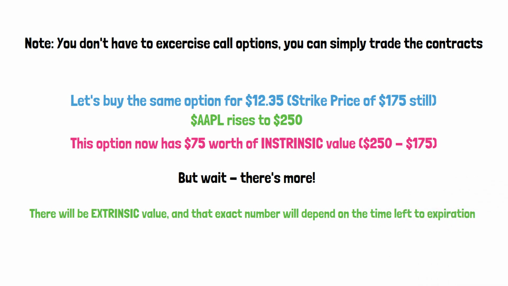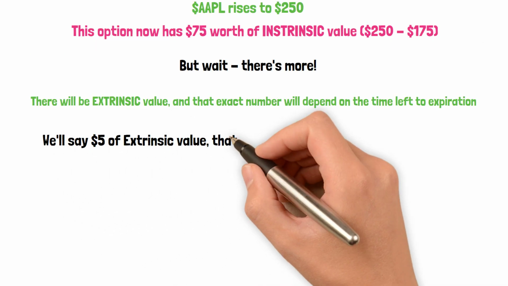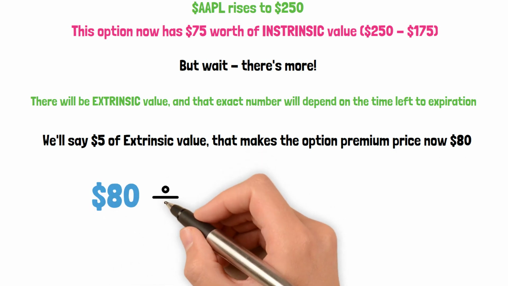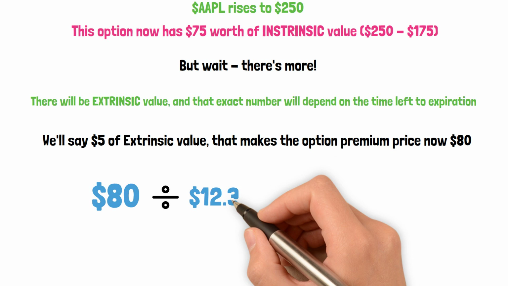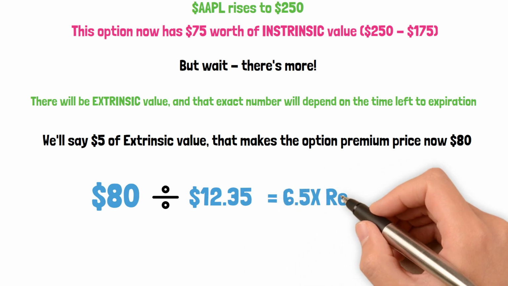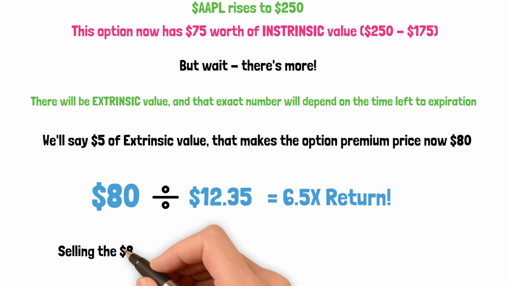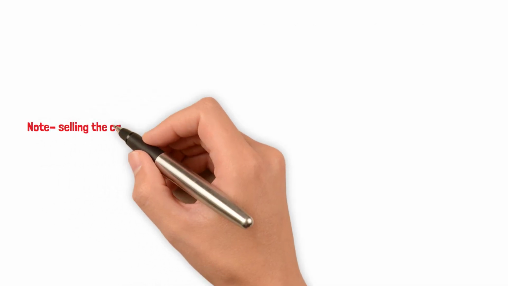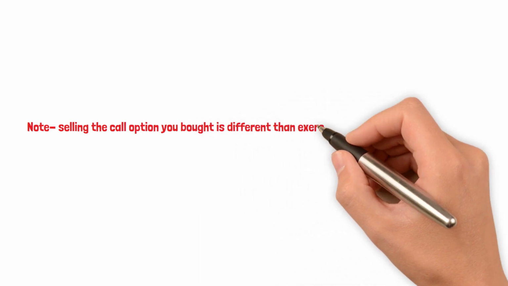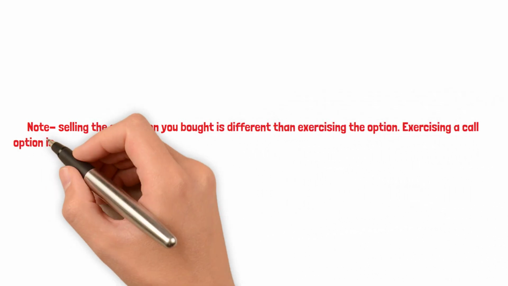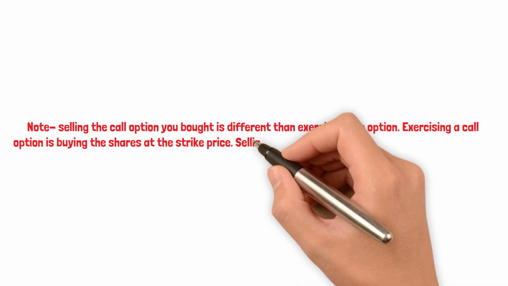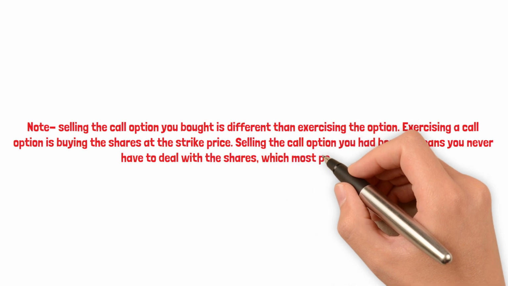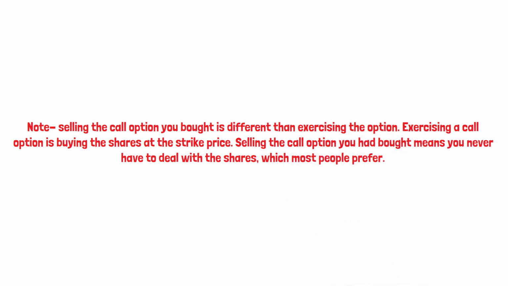Let's say this has $5 worth of extrinsic value. Well, that would make the total options premium price to be $80. This would now be a whopping $80 divided by $12.35, or a 6.5x. Selling the $80 options contract would generate you $8,000. Note, selling the call option you bought is different than exercising the option. Exercising a call option is buying the shares at the strike price. Selling the call option you had bought means you never had to deal with the shares, which most people prefer.